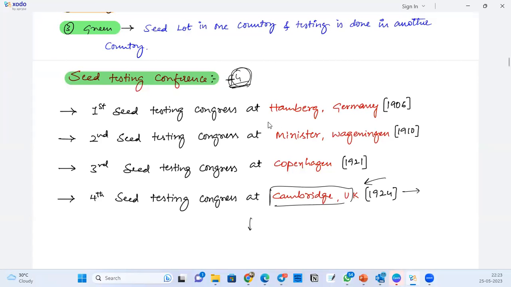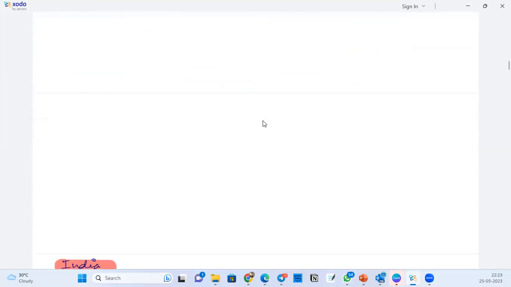So this was about the world history of seed testing. I hope it's very easy and convenient for you to understand and revise the things, since I have come up with a proper chronological order. I hope this will be easy for you to understand and remember the things, right? Next we will deal with the Indian seed testing history.